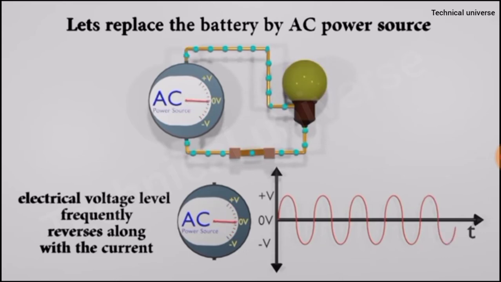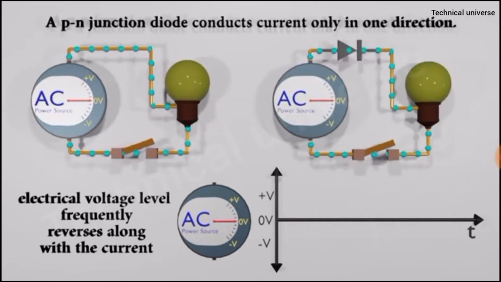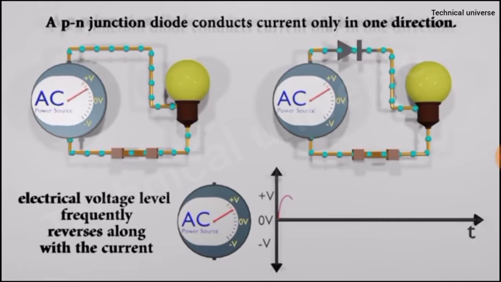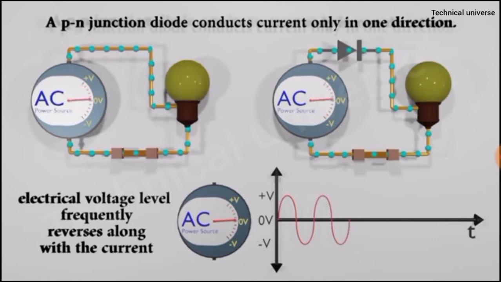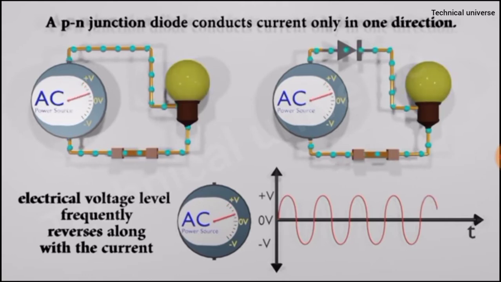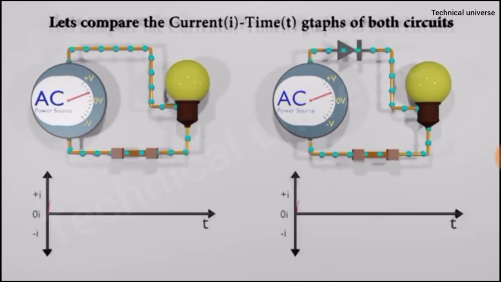Let's see what happens after adding a diode into the circuit. As you can see, diodes only allow current to pass through when forward biased. When the AC voltage is positive on the anode side, the diode allows the current to pass through to the output. But when the AC current reverses direction and becomes negative on the anode side, the diode blocks the current so that no voltage appears at the output. So in the circuit, current is only flowing in one direction.